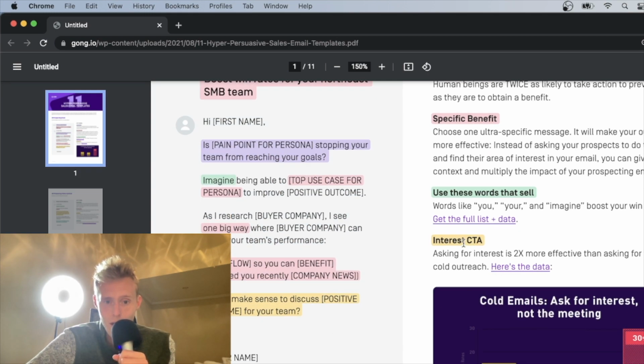And the final thing, the call to action. Does it make sense to discuss positive outcome for your team? So we're not asking, are you available, or what is your availability? We're saying, does it make sense to discuss? We're doing an interest-based CTA.